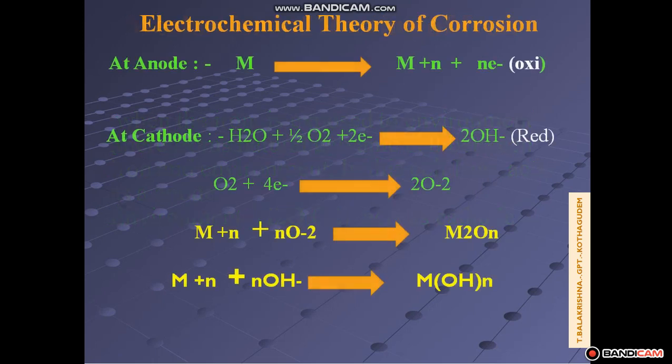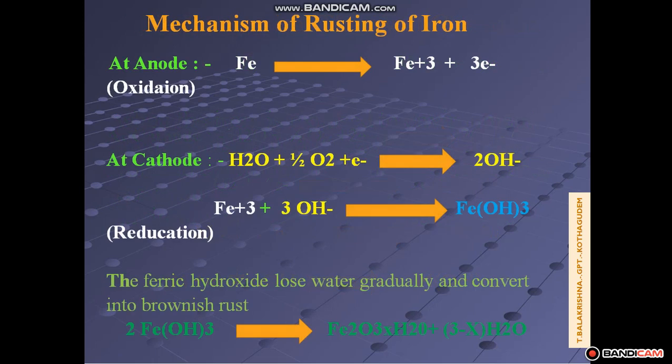So iron acts as the anode, and oxidation takes place at the anode. Iron is converted into Fe3+ by releasing 3 electrons, that is, iron is converted into ferric ion. These electrons are transferred from the anodic part to the cathodic part through the conducting medium and reach the cathode. Here the water molecule and O2 present in the environment gain the electrons coming from the iron and are converted into hydroxide ion.